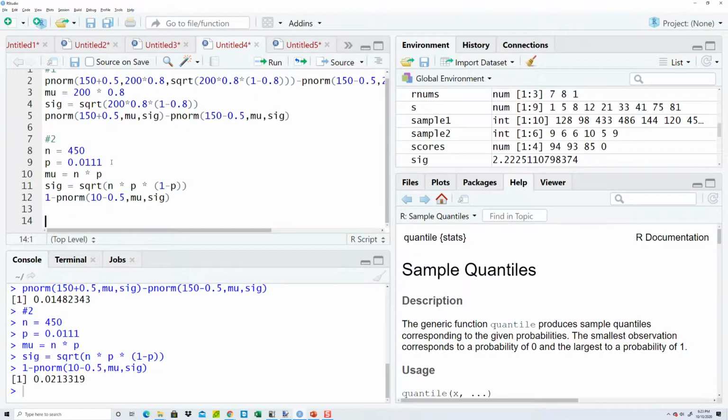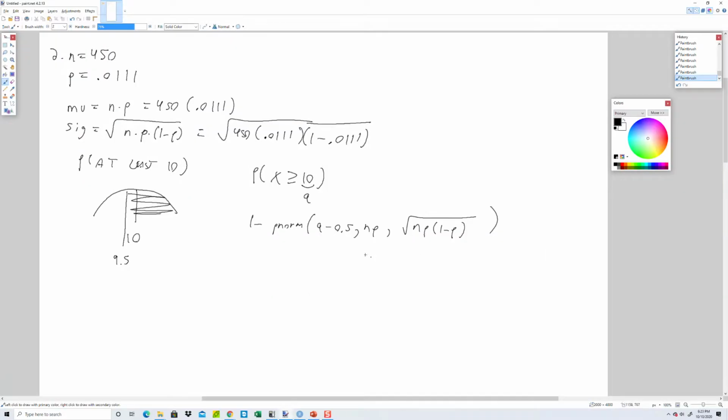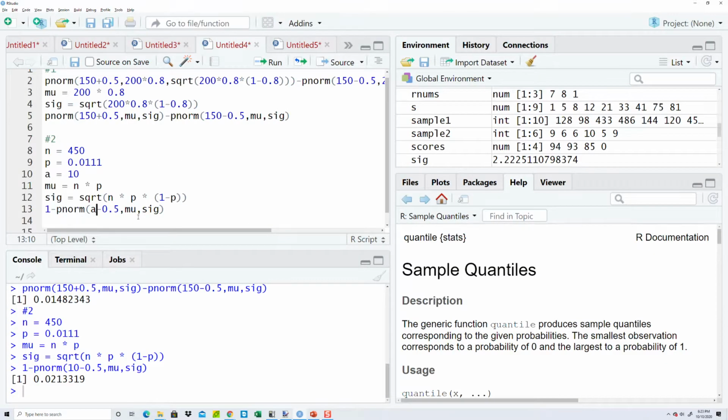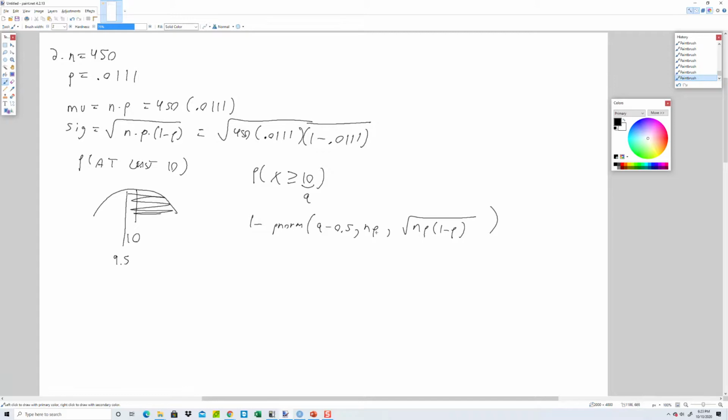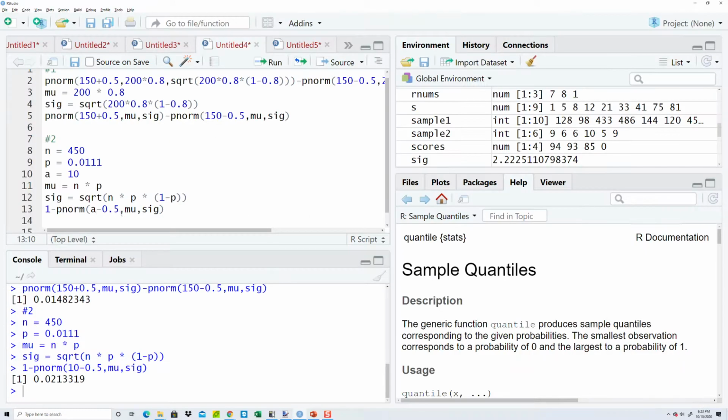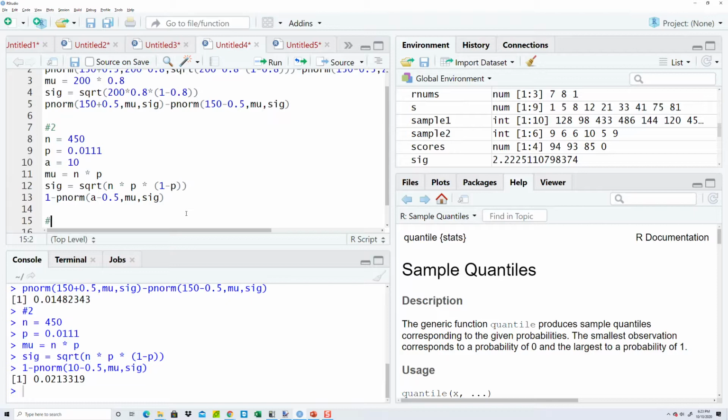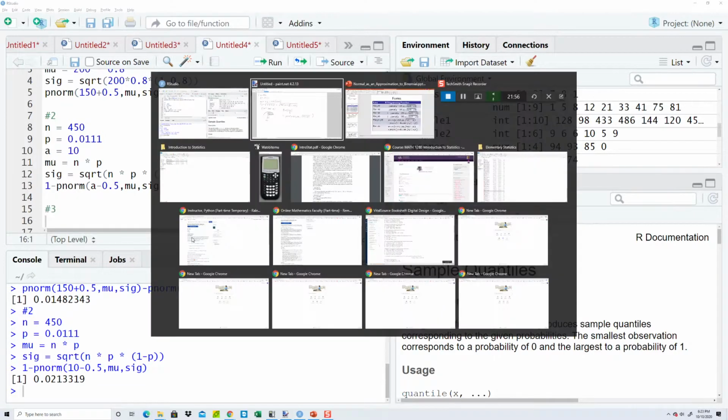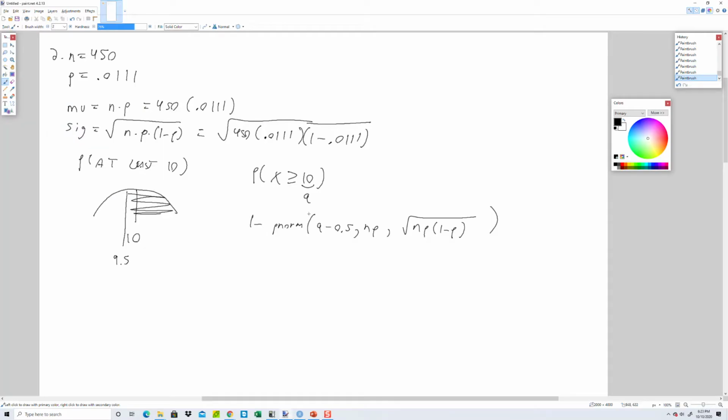I could even, if I wanted to match the table exactly, I could put my a separate. A is equal to 10. Then down here, I'd have a. And if I look at my table, 1 minus p norm, a minus 0.5, n times, well, that's mu, but I guess I could write it out that way. But anyway, just an idea. Whatever you need to make it a little bit easier to wrap your mind around. Okay, so let me clear that off.